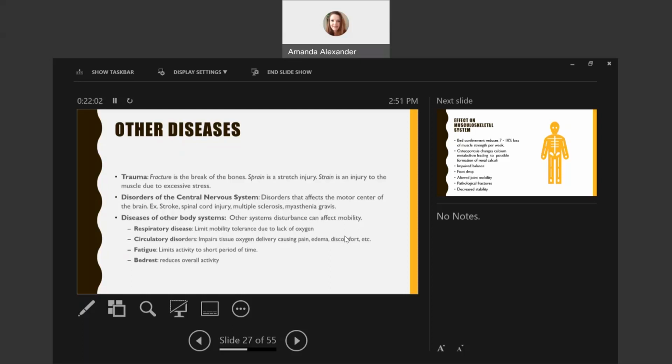Diseases of other body systems that we might want to consider. Respiratory, circulatory. Fatigue is not exactly a disease, but it can lead to sprain, strain, and fracture. And bed rest reduces overall activity, also leading to a higher risk of fracture, sprain, and strain.